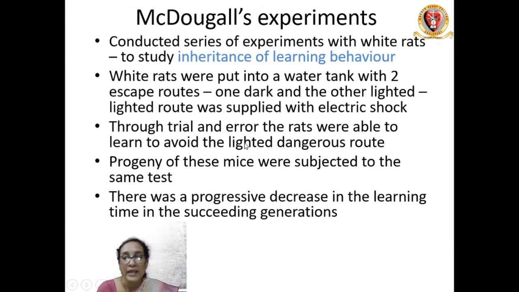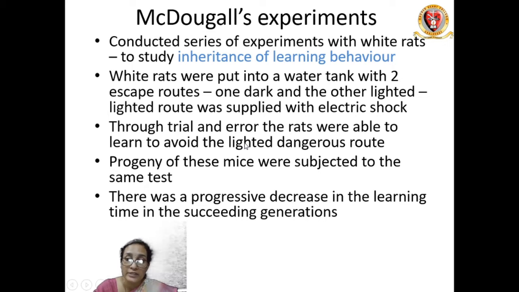So through trial and error, the rats would go to the dark tunnel, the lighted tunnel. When they came to the lighted tunnel, they would get an electric shock. Then they would learn: no, lighted tunnel means electric shock, you go to the dark tunnel. And so by trial and error, the rats were able to learn to avoid the lighted dangerous route.